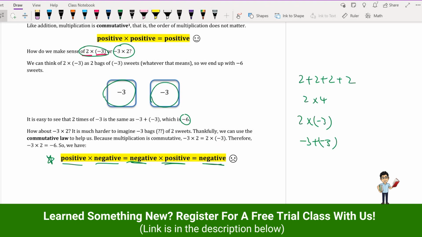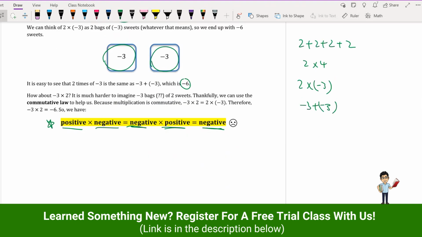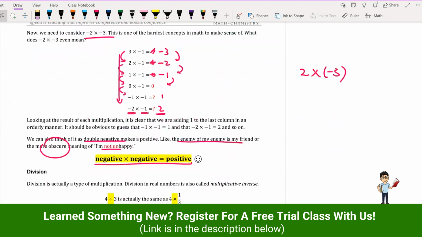Okay, questions. One last one. This is the worst. This one was what we were discussing, and there was a bit of a typo. This is minus 3.